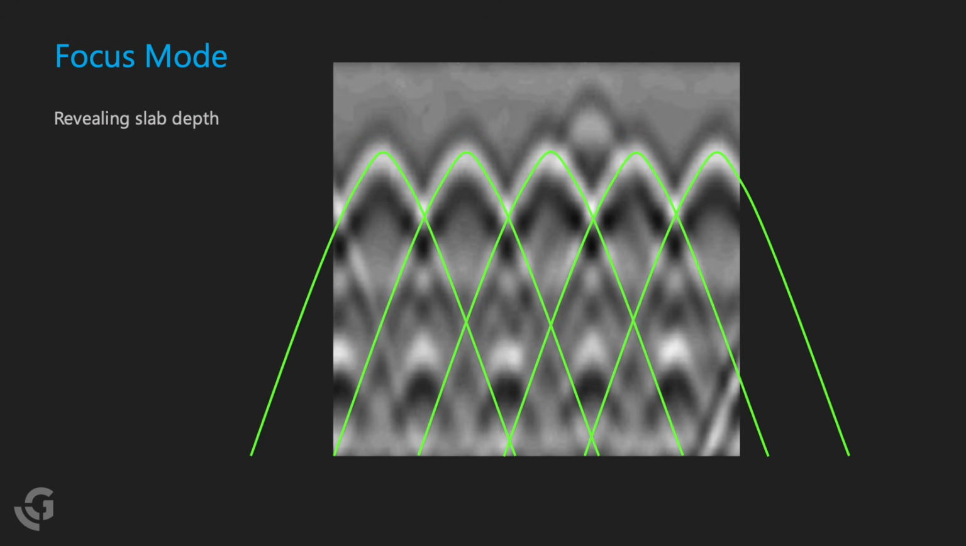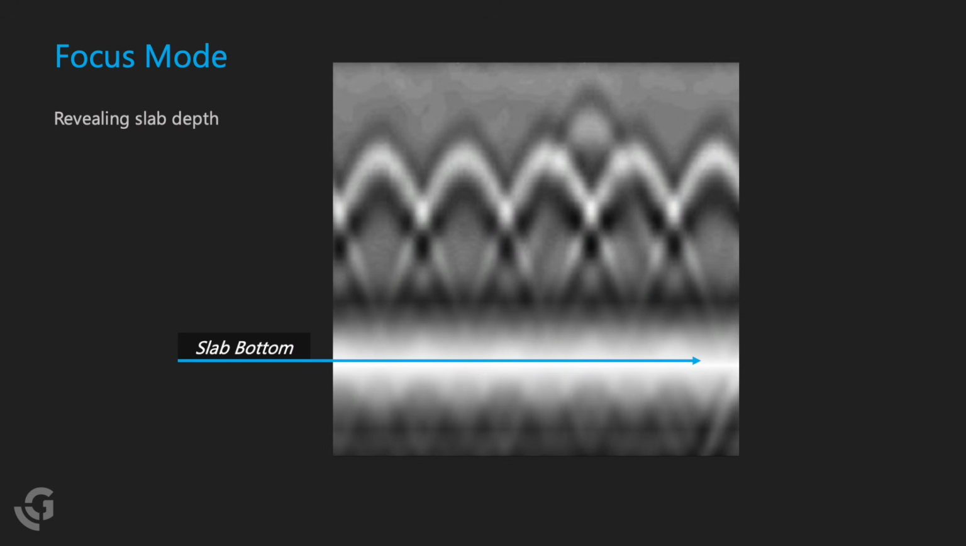Let's try to break down another data set. To the untrained eye, we might assume that there's 2 rows of rebar or reinforcement in this data. What we're actually seeing is the tails of these top rebar that are long enough to, in fact, obscure what you would normally see as the bottom of the slab. By migrating those tails into dots using focus mode, we can now reveal otherwise obscured targets, like in this case, the bottom of the slab.